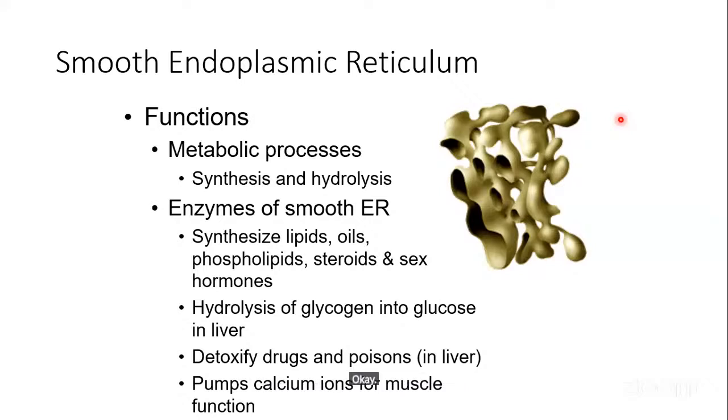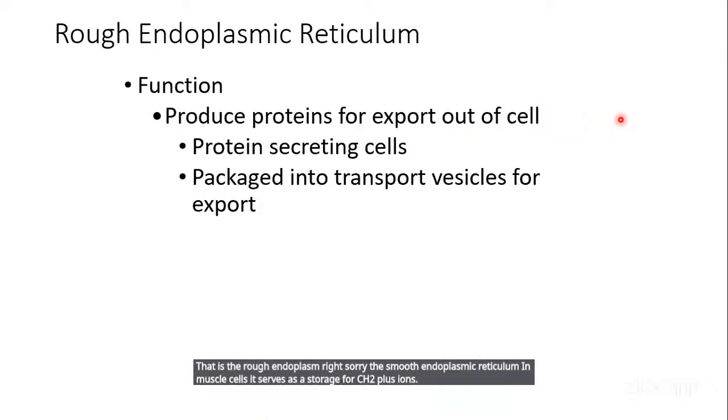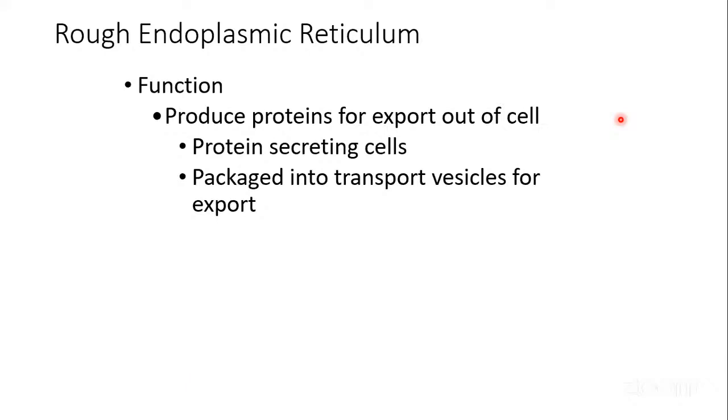And then, of course, it pumps calcium ions for muscle function. That is the smooth endoplasmic reticulum. In muscle cells, it serves as a storage for Ca2+ ions. Rough endoplasmic reticulum produces protein for export out of the cell.